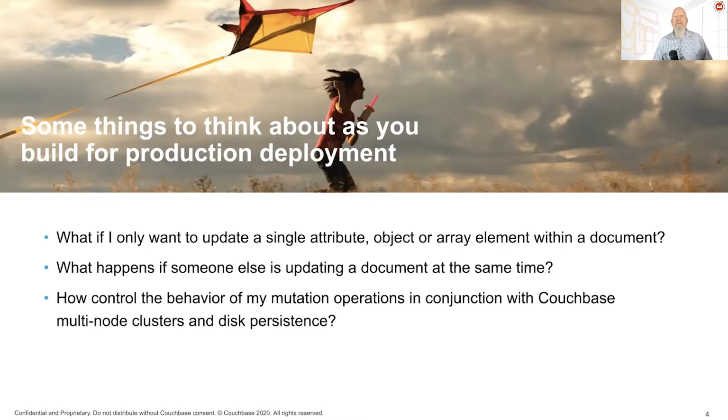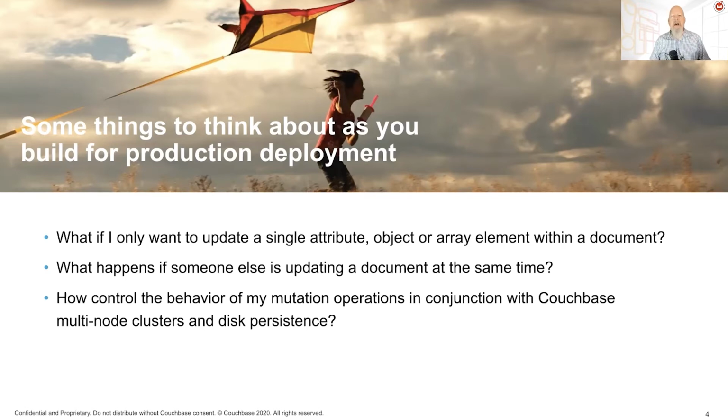Next, what happens if in a multi-user environment, you have multiple users who are attempting to update a document at the same time? This is a real scenario that could occur in cases where you have multiple users using the same application and potentially, in some cases, making changes to the same document at the same time. So how can we mitigate that particular risk?